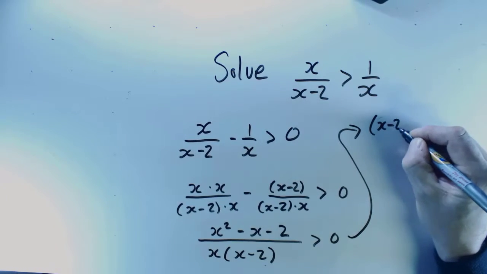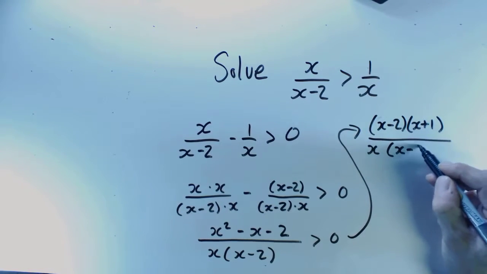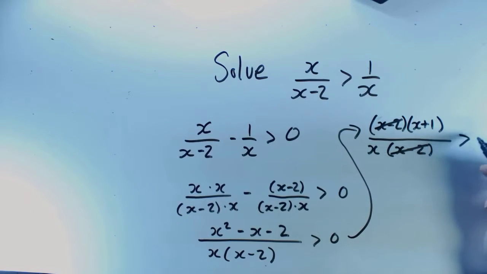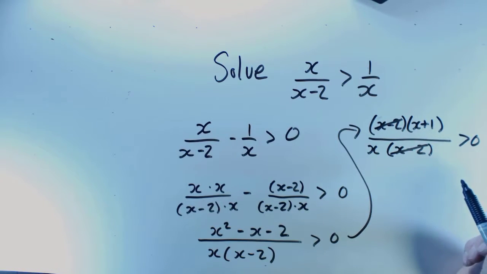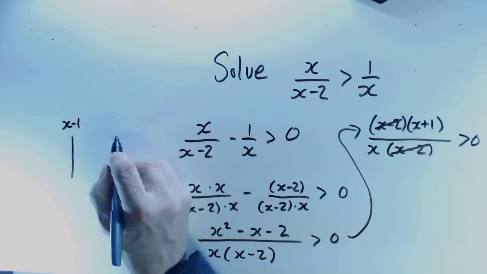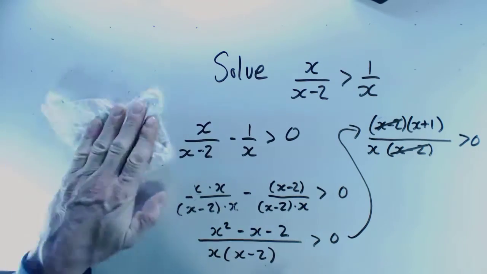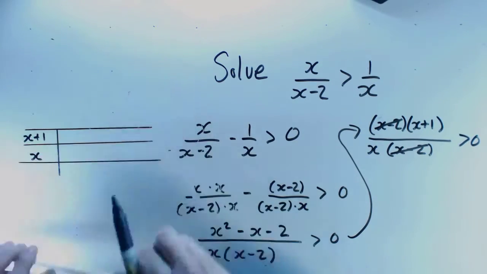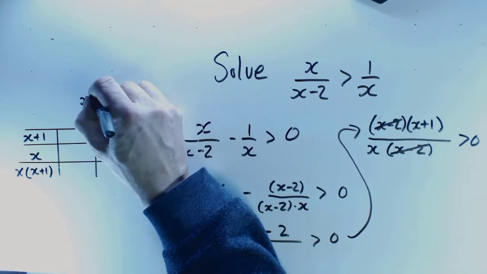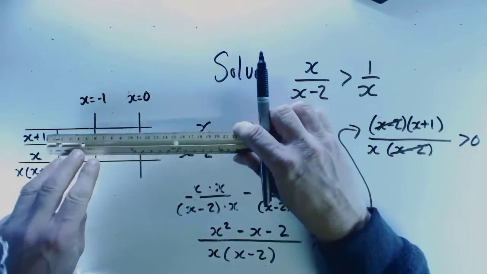and so I can factor the top into x minus 2, x plus 1 over x times x minus 2. There we go. And so now I'm just dealing with creating an interval table for x plus 1 over x, because these x minus 2's just dropped out. Okay, so this nicely divides up into a couple of fairly easy intervals to manage.